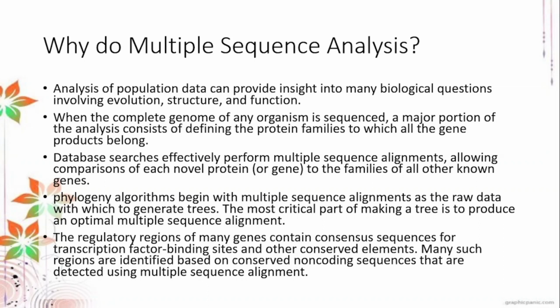Later on, we will talk about phylogeny. But at the start of every phylogenetic analysis, we first do multiple sequence alignments. We use the data to generate the trees, the phylogenetic trees. So the most critical part of making a tree is to produce the optimal multiple sequence alignment. And lastly, the regulatory regions of many genes.